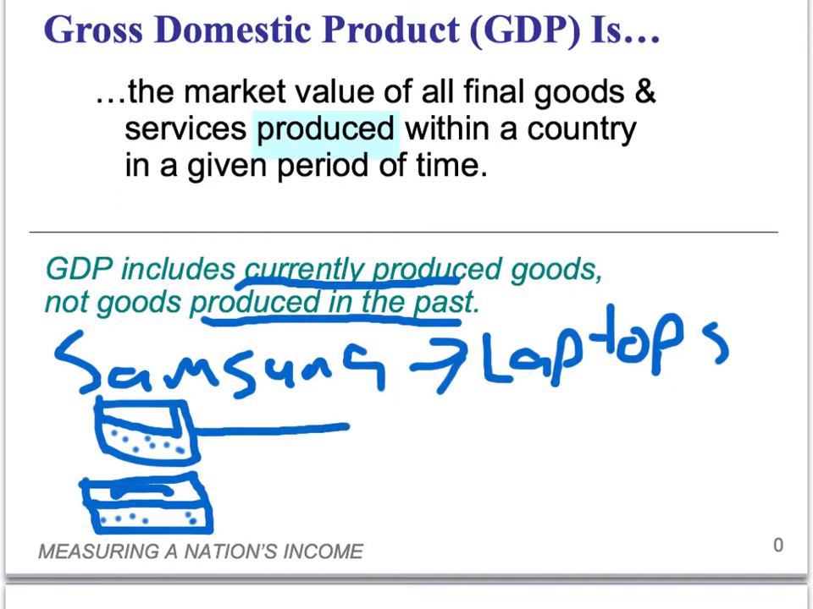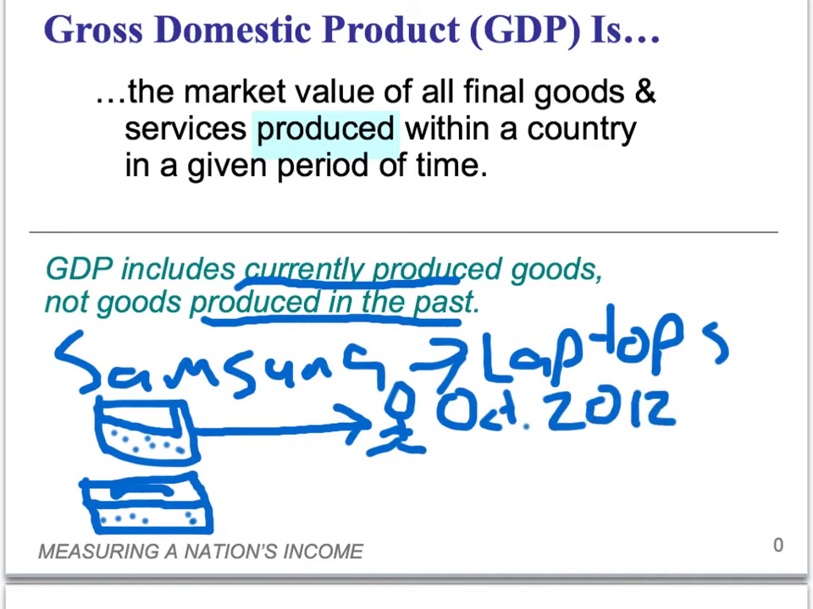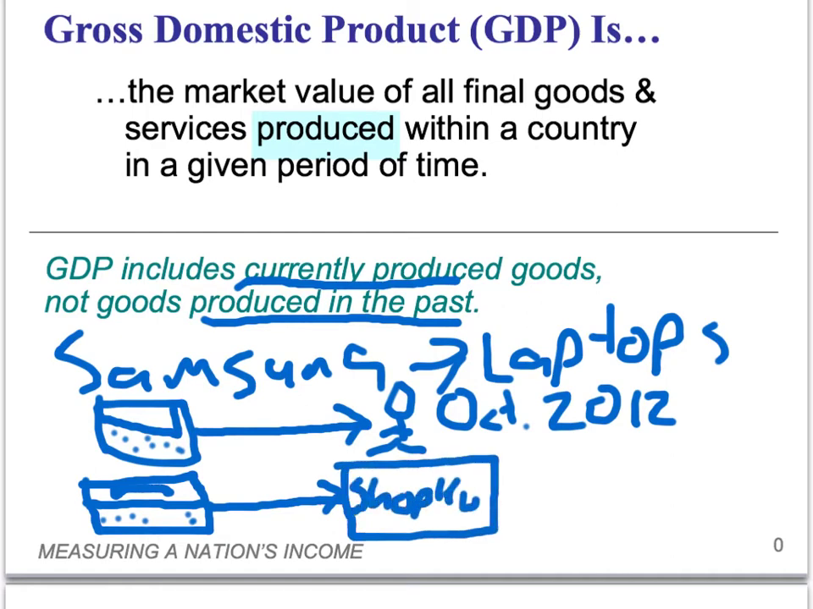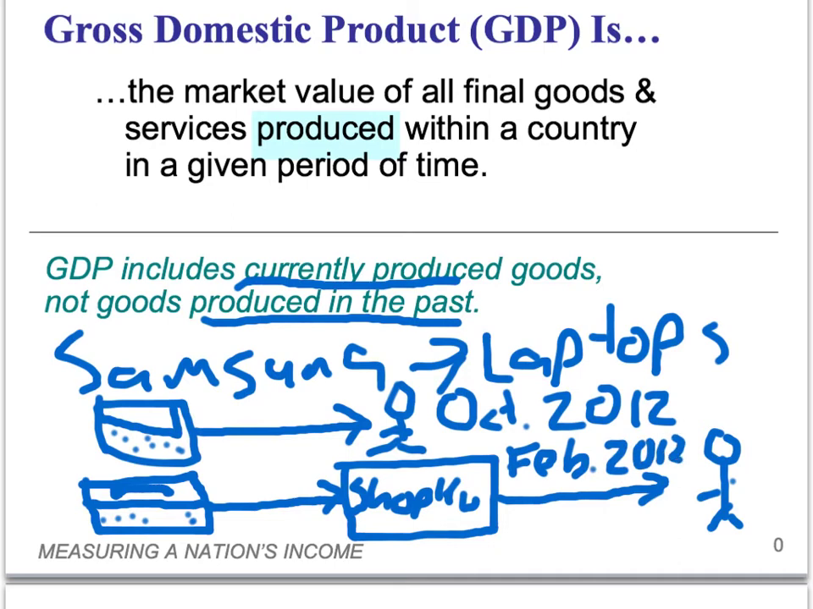This one gets sold immediately to a consumer in October 2012. This one goes to a store, Shopko, and sits until it gets sold to a consumer in February of 2013. I'll give you a couple seconds, but which year do you think computer number 1 and computer number 2 get counted into GDP?